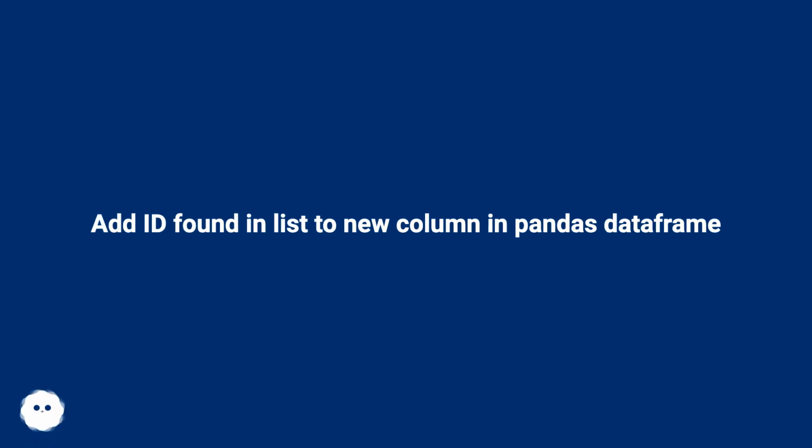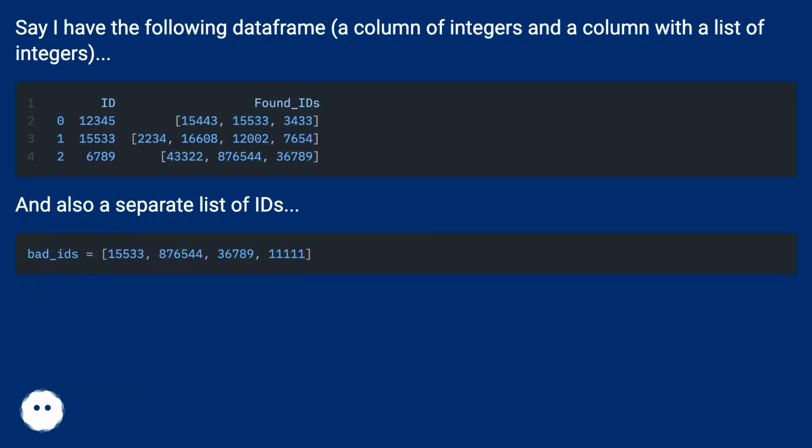Add ID found in list to new column in Pandas data frame. Say I have the following data frame, a column of integers and a column with a list of integers. And also a separate list of IDs.